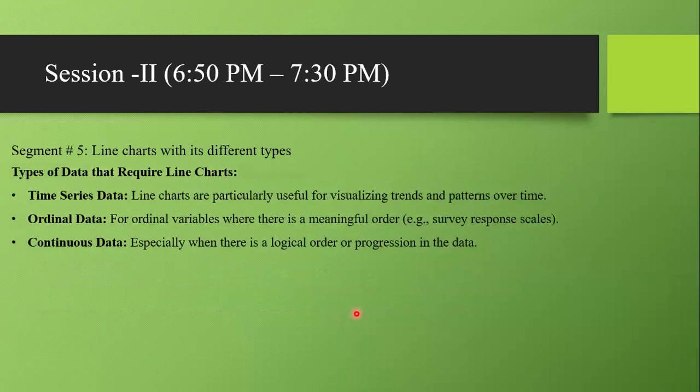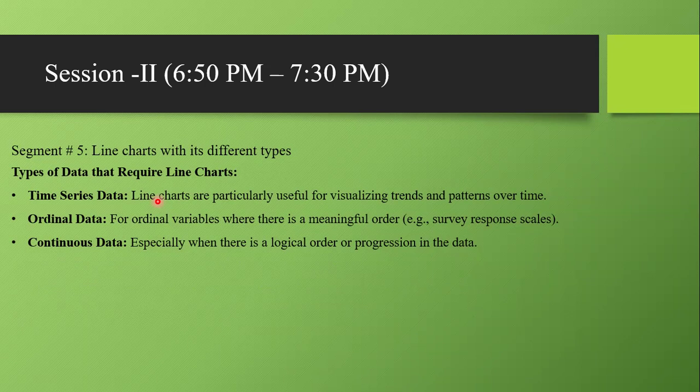The type of data that requires the line chart, you need to have time series data. If you have time series data, for example, I let you know that I want to analyze the income of a person in the past 10 years. So number of years would be the time dimension, and the income will be the continuous variable dimension of that data.